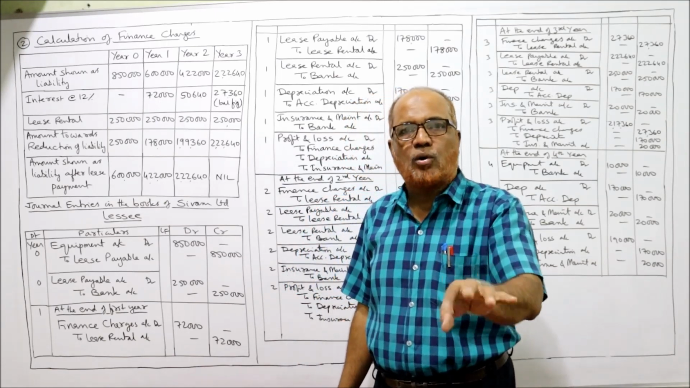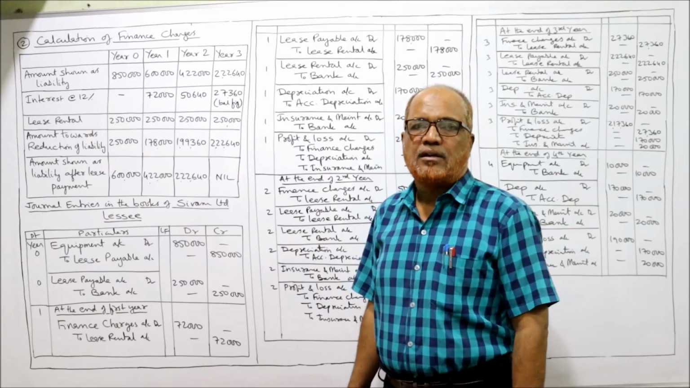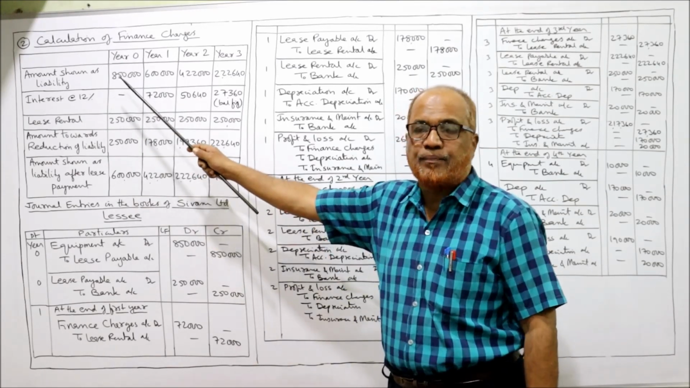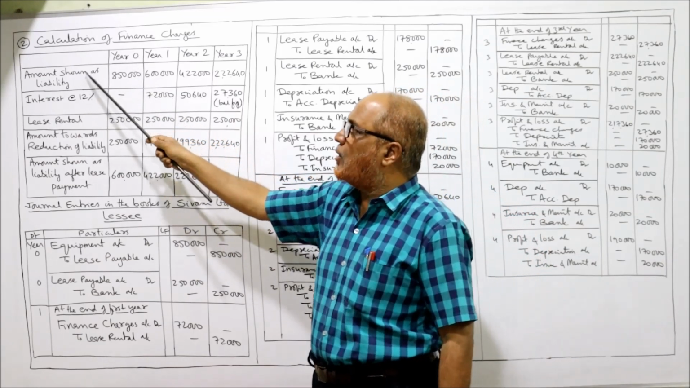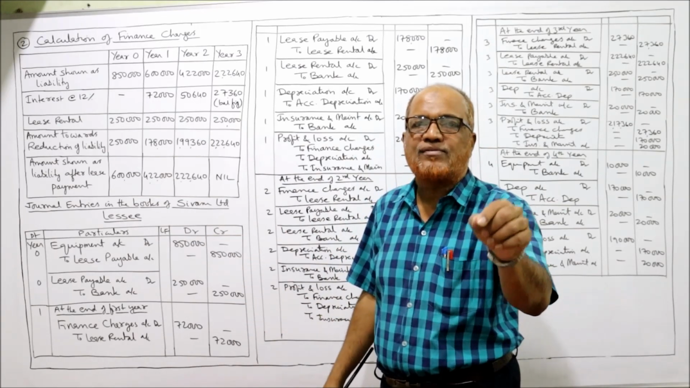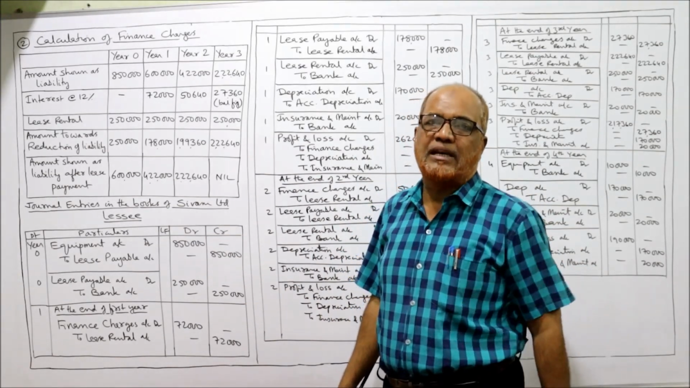First installment in 0 year because it is given paid in advance. The lease rentals will be paid in advance. That's why we will begin with 0 year. The amount shown as liability: 0 year means at the time of signing the agreement, at the inception of the lease.